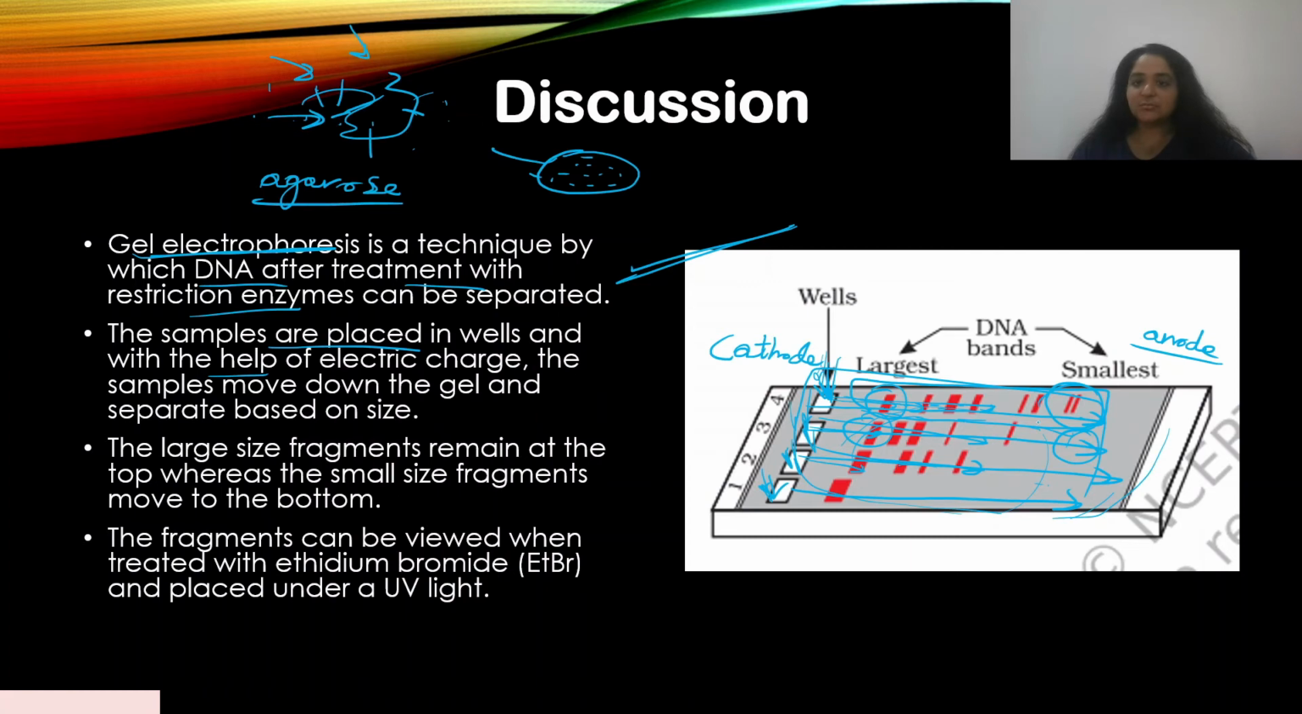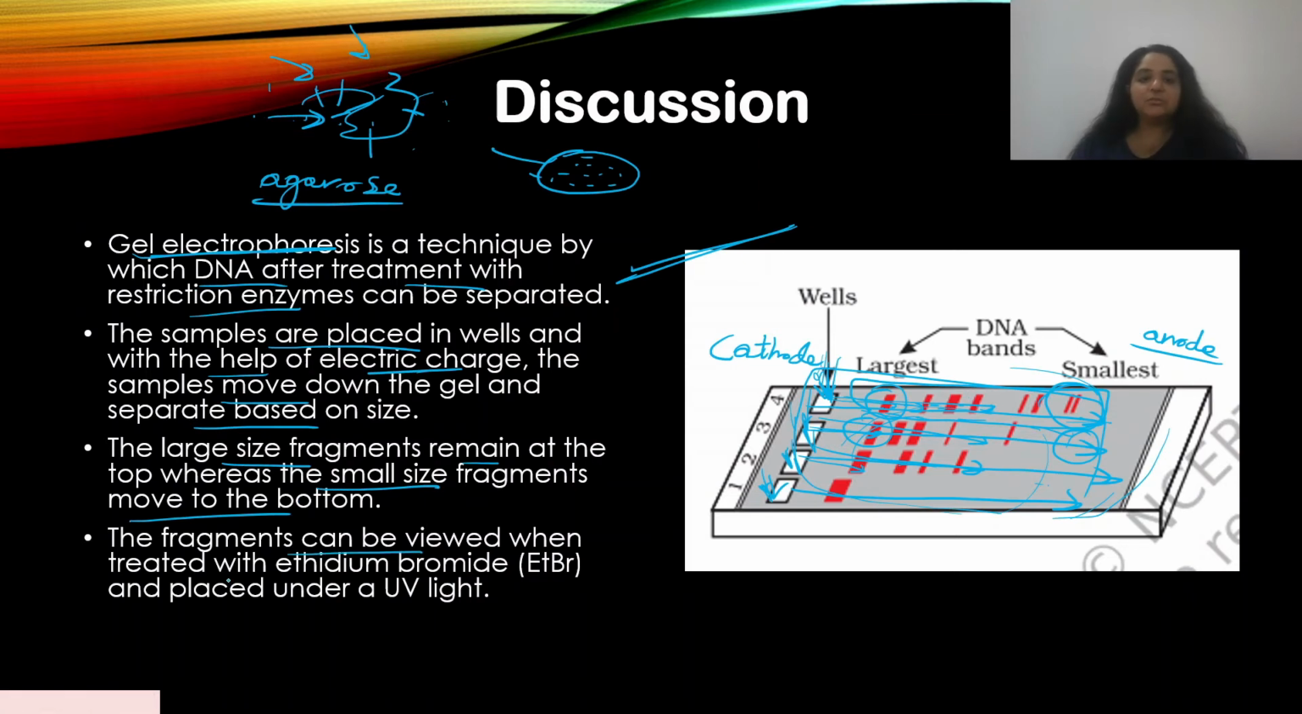Once the separation is done by gel electrophoresis, you can view the fragments by adding a fluorescent dye, and you can view them under UV radiation. The samples are placed in wells with the help of electric charge, and the samples move down the gel and separate based on size. The large size fragments remain at the top, whereas small size fragments move to the bottom. I've just explained that.